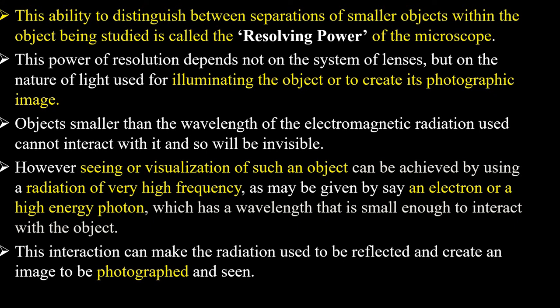However, visualization of such an object can be achieved by using radiation of very high frequency, as may be given by, say, an electron or a high energy photon, which has a wavelength that is small enough to interact with the object. This interaction can make the radiation used to be reflected and create an image to be photographed and seen.